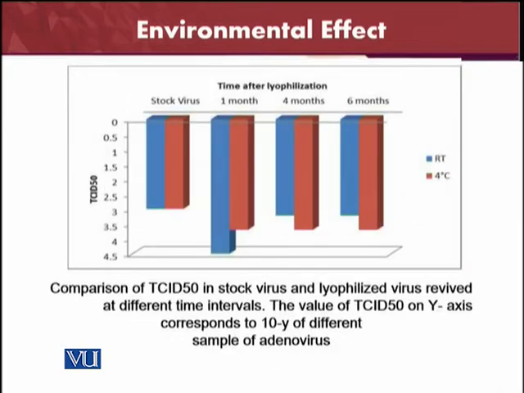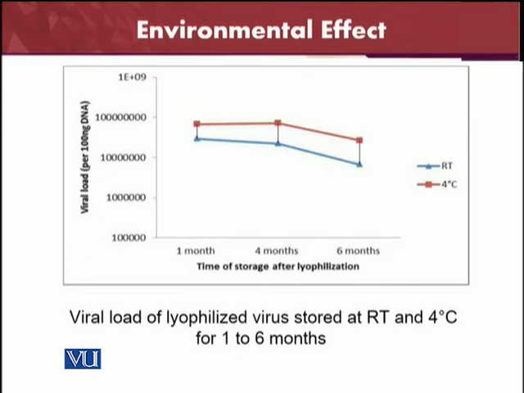Here is one more example by researchers for the lyophilizations, where the virus was revived at different time intervals. The value of TCID50 on the y-axis again corresponds to 10 to the power of different samples, and the samples were again adenovirus. It gave the same results, and you can see here that the stock of the virus is quite capable at 1 month, and at 4 to 6 months, with similar conditions for these experiments. It is the same experiment in a different way.